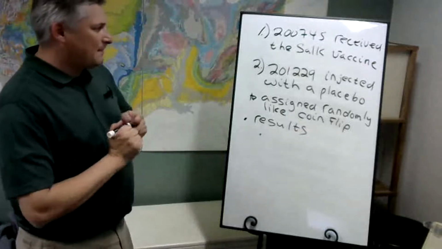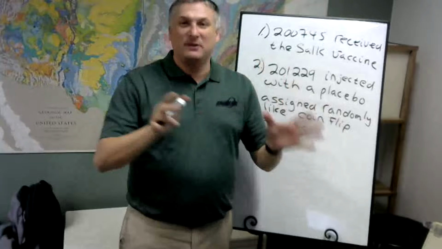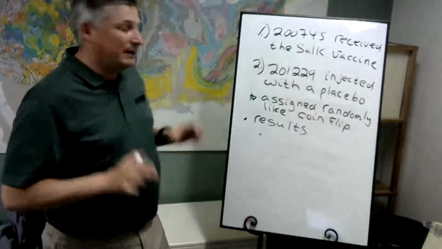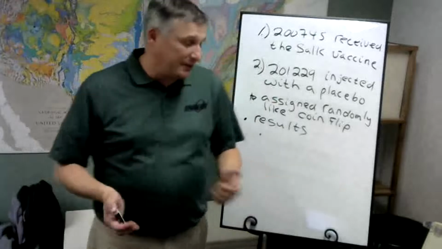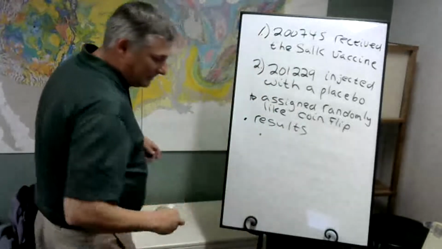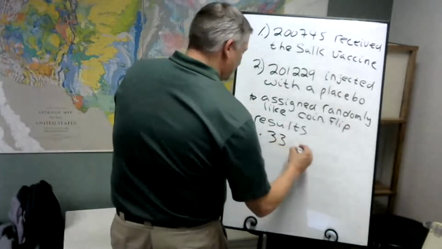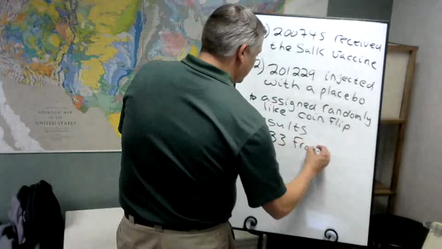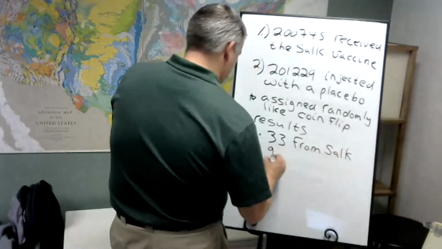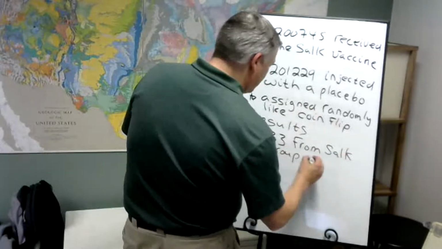Now, I'm not sure. I don't think they were giving children polio on purpose, as far as I know. I don't know this. Again, we'll have to look up this study. But this is what came out. In the end, 33 from the Salk group got polio.